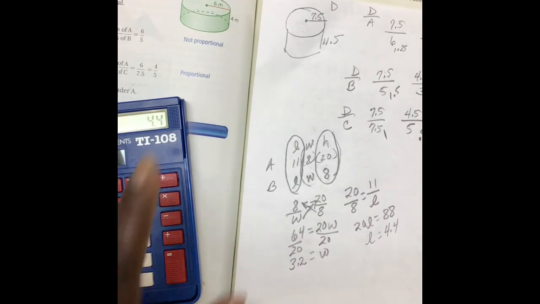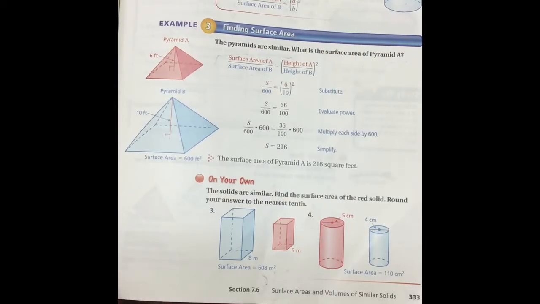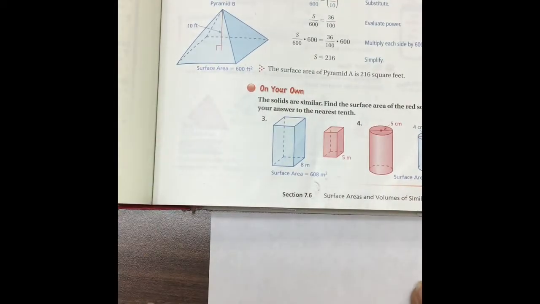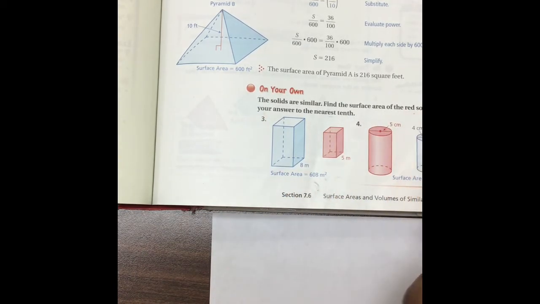Now let's move forward to the next assignment. It says the solids are similar. Find the surface area of the red solid, and round your answer to the nearest tenth. So let's take a look.